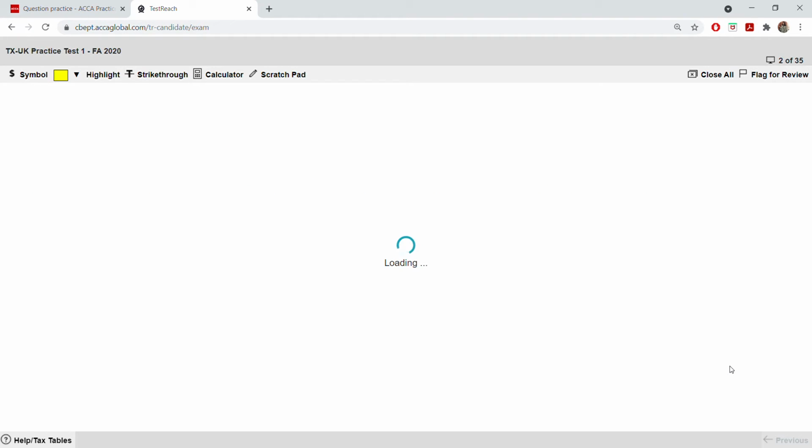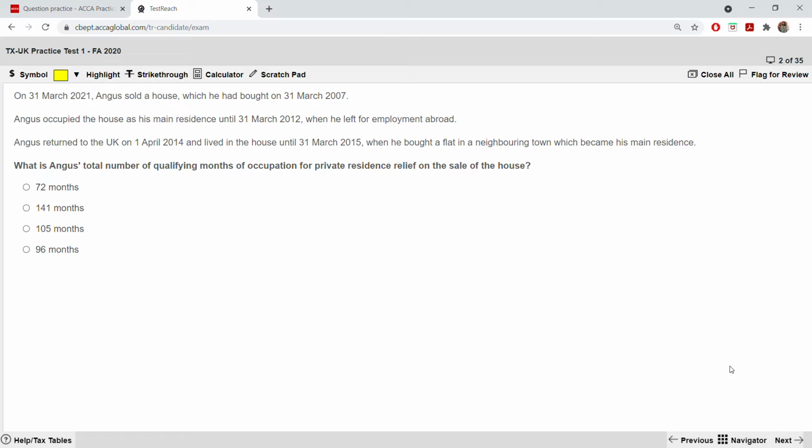Next. This is about your private residence relief, your PRR. Okay, here you have to go a bit slow. You have to count, starting from the beginning. You have to know what the exemptions are. So on 31st March 2021, Angus sold a house which he had bought on 31st March 2007. Exactly how many years? 14 years back, same date.